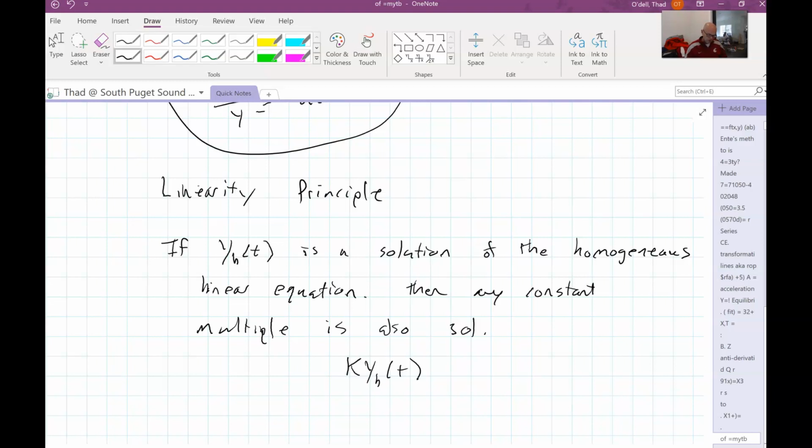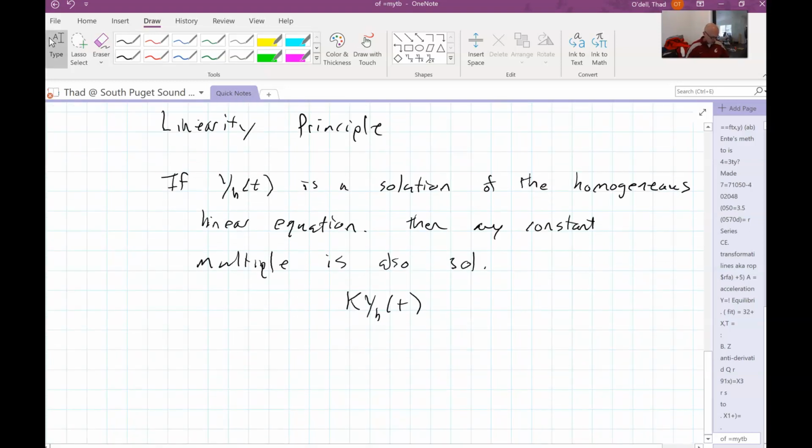So if I know that I have some function that is a solution to my homogeneous linear differential equation, then I know that I can multiply that same function by any constant and it'll still be a solution. Now again, this only applies to homogeneous equations.